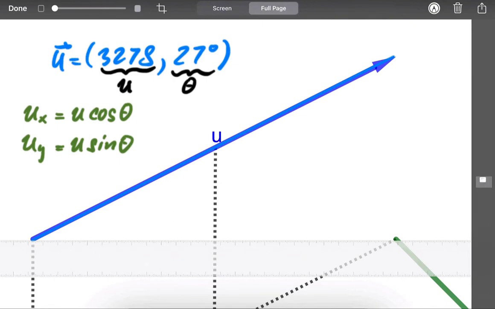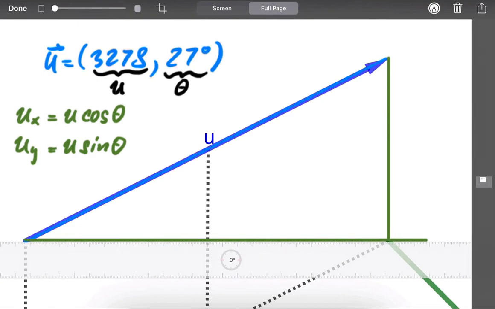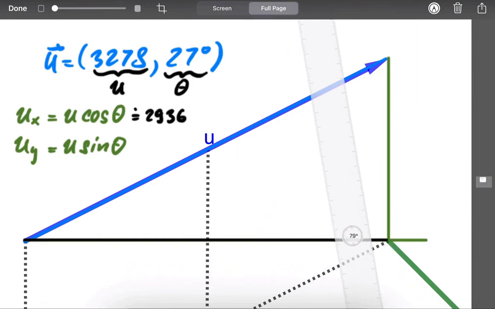Now the horizontal component will be somewhere here. The y component is over here, and we can start with the measurement. So the horizontal line is roughly 2936, and the vertical component is about 1458.